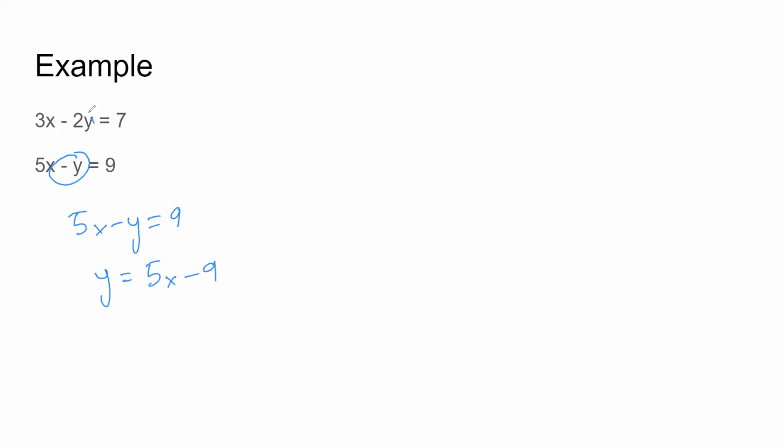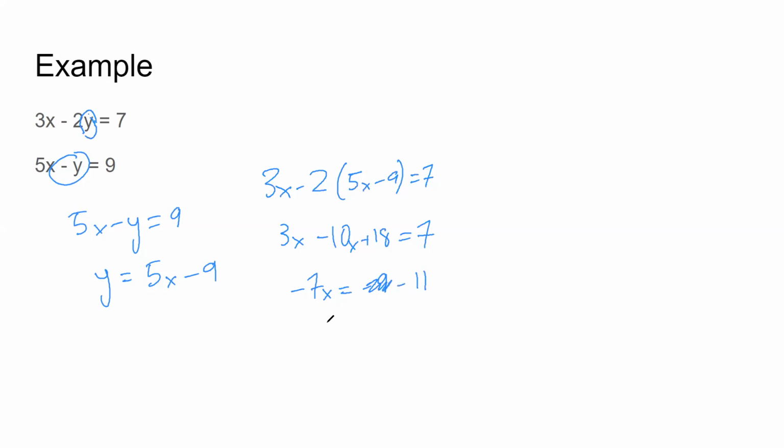So now we can substitute this value of y into this equation. So then we have 3x minus 2 times y, but we said y equals 5x minus 9, is equal to 7. So then we can just do some distributing here. And that leaves us with negative 7x equals negative... or wait, not negative 9, negative 11, and then x is equal to 11 over 7.